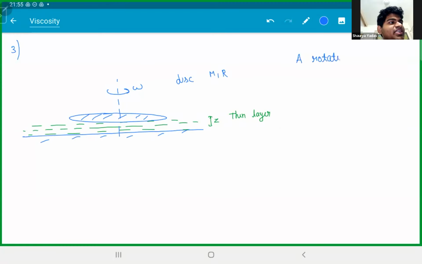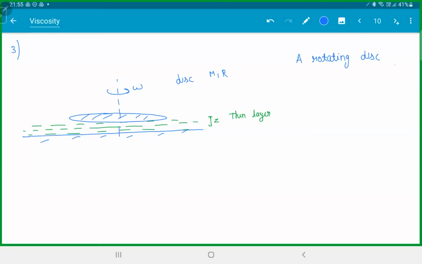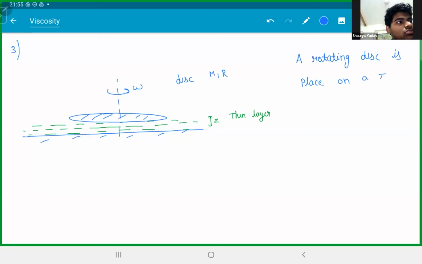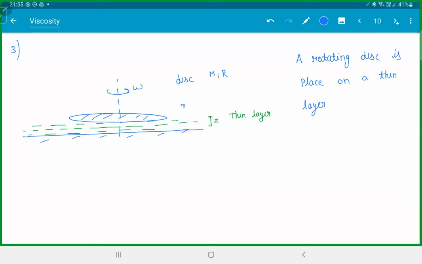Sir, we did this in rotation, right? Yes, we did a rotating disk in rotation, similar, but it was on the ground there. Here it is placed on a thin layer of fluid. Viscosity is zeta. Find omega as a function of time t. Find the angular velocity of the disk after time t.